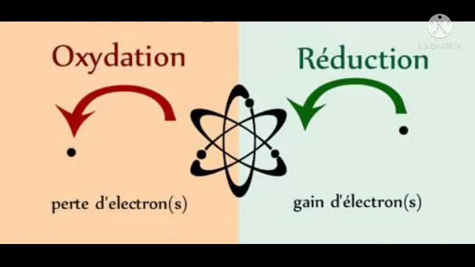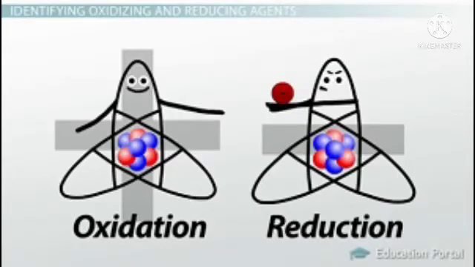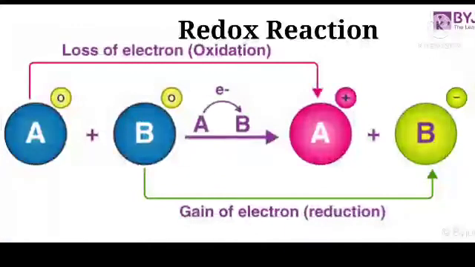Oxidation and reduction reaction. Oxidation is addition of O2 or removal of H2. Reduction is removal of oxygen or addition of hydrogen. Redox reaction. Reactions involving both oxidation and reduction processes occurring simultaneously are known as redox reactions or oxidation and reduction reactions.